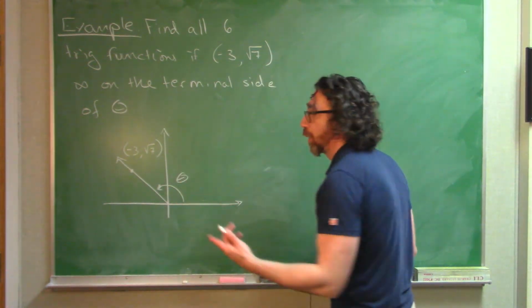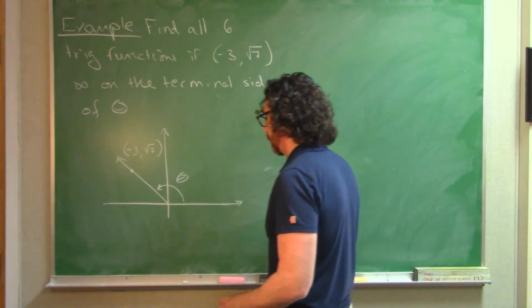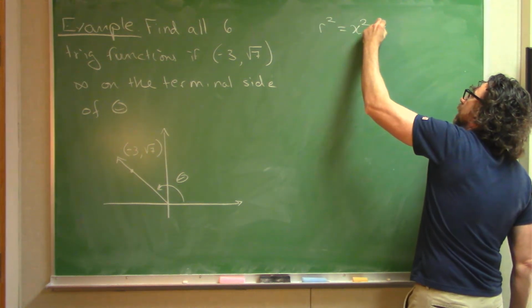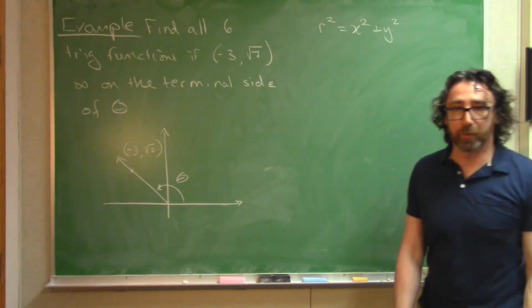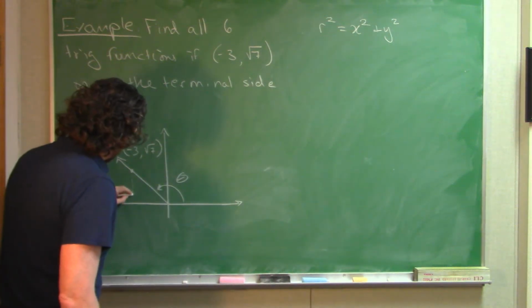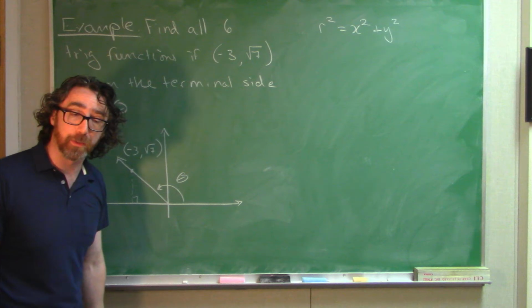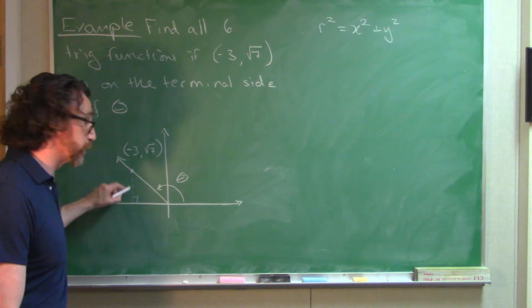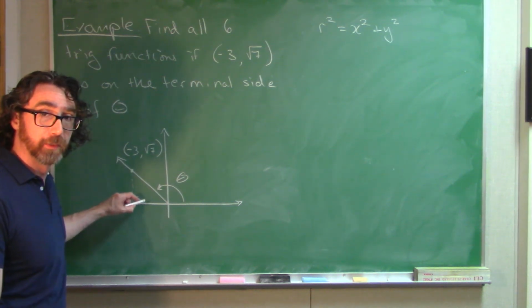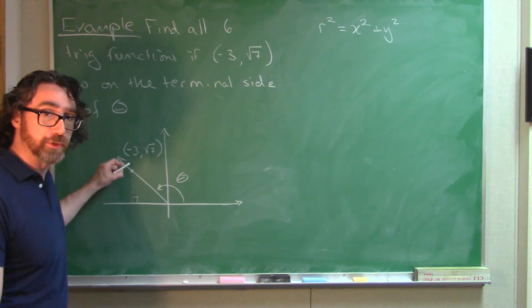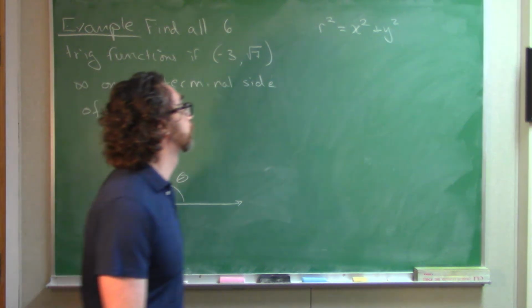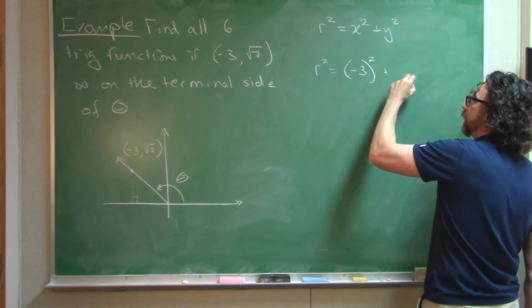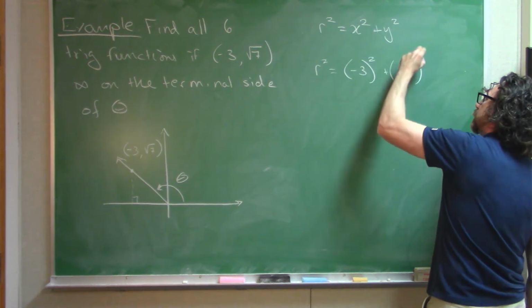Okay, I need to know r. Useful little fact here: once again, think of your little supplementary triangle. There's your x coordinate, there's your y coordinate. Using the Pythagorean Theorem, r squared equals x squared plus y squared. So r squared equals negative 3 squared plus radical 7 squared.